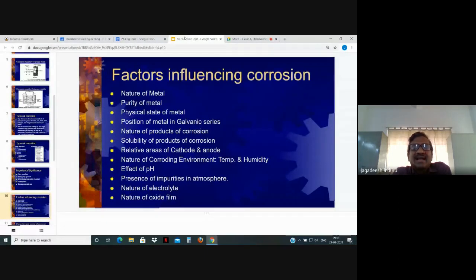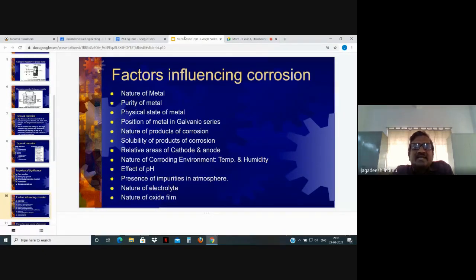Position of the metal in the galvanic series. What is the position of that particular metal in the galvanic series, whether it is active or inactive? If it is active, it is going to act as an anode and it is going to get corroded. So it is not worth taking that highly active metal, since it is going to get corroded. That is the reason we put preventive measures in those cases, if it is unavoidable.